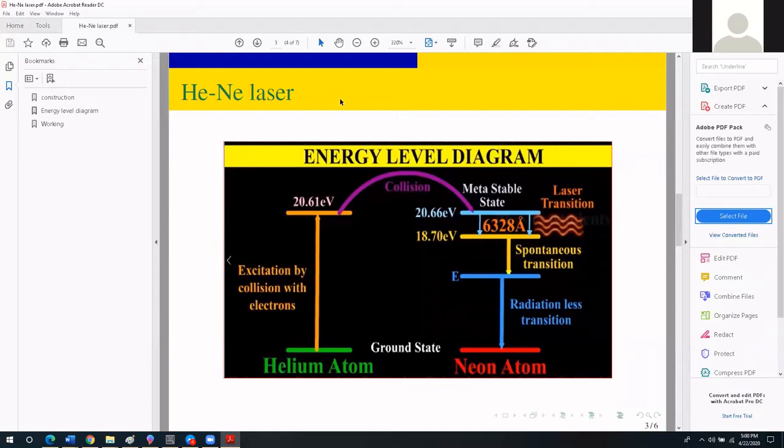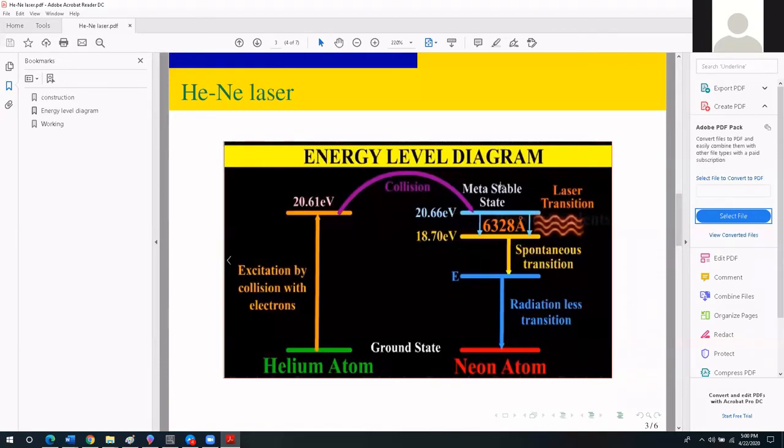Okay, and then the electron collides with the helium atom, and the electron's energy is transferred to the helium atom, and the helium atom goes to the metastable state 2s, having energy 20.61 eV. This energy is nearly equal to what? The 20.66 electron volt of the neon atom.